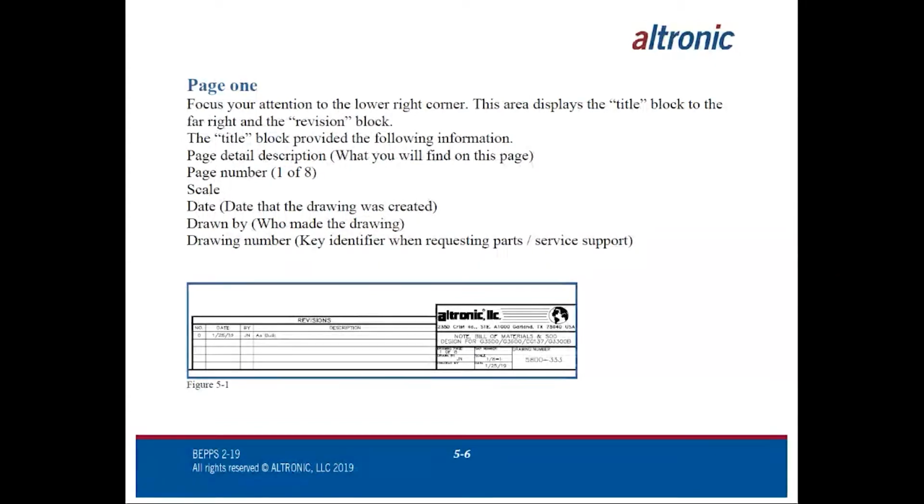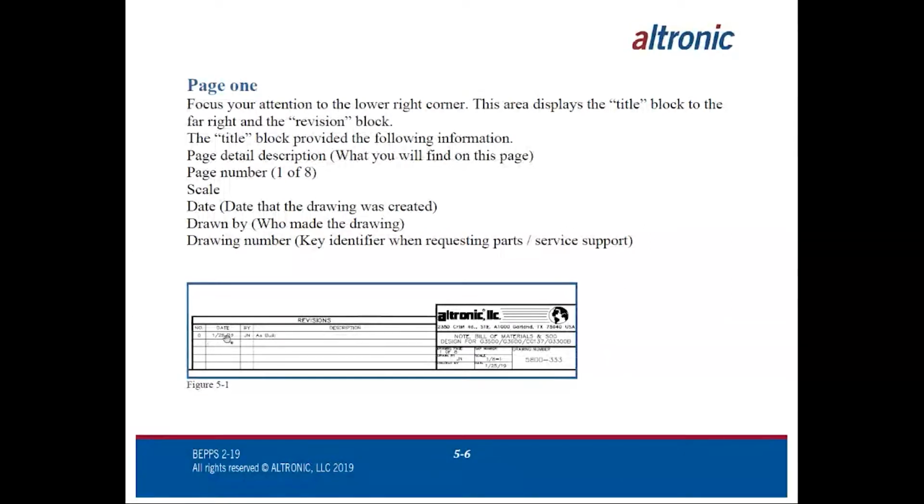If you focus your attention to the lower right corner, this is the area that displays the title block to the far right and the revision block. So the title block would be this part of the drawing, and the drawing number, to me, if I'm trying to help somebody over the phone to make sure I'm looking at the same thing they're looking at, this is always the most critical, as well as the revision block.